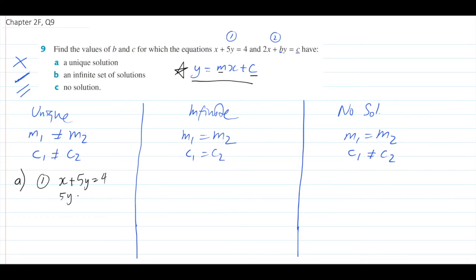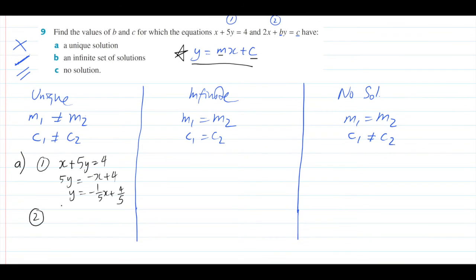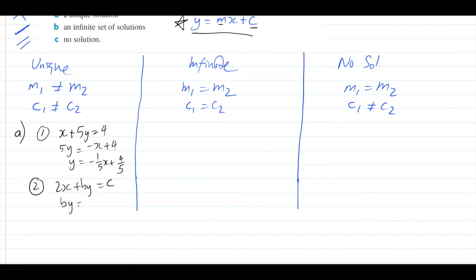So 5y equals negative x plus 4, and then y equals negative 1 over 5 x plus 4 over 5. So there we go. Now this is in our mx plus c format, and we do the same with equation number 2, which is 2x plus by equals c, and by equals negative 2x plus c.